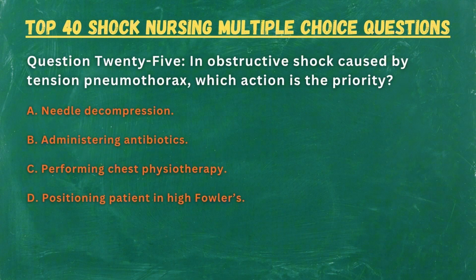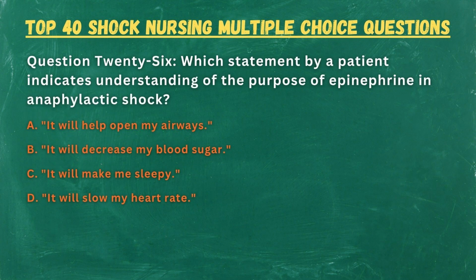Question 25. In obstructive shock caused by tension pneumothorax, which action is the priority? A. Needle decompression. B. Administering antibiotics. C. Performing chest physiotherapy. D. Positioning patient in high Fowler's. Answer: A. Needle decompression.